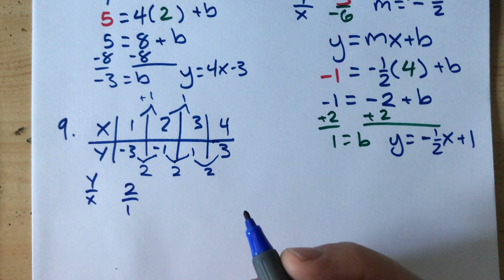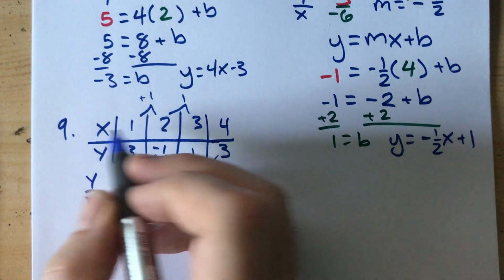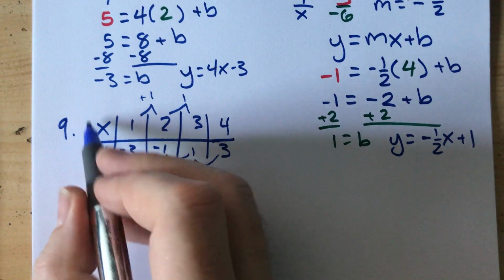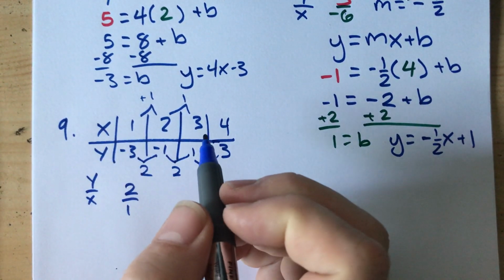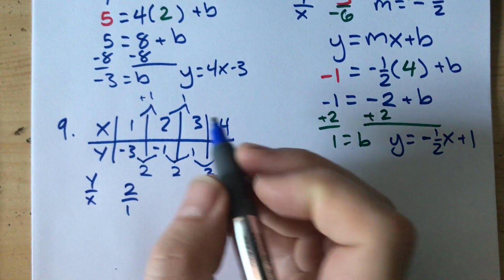So there's my slope. And now what I'm going to do is go backwards, because when I get to x equals 0, I can figure out what the intercept is that way instead of plugging it in.